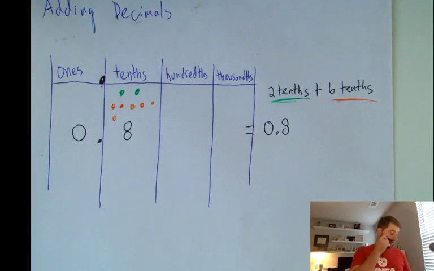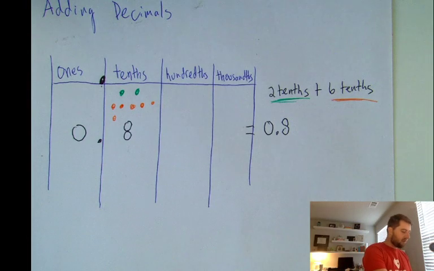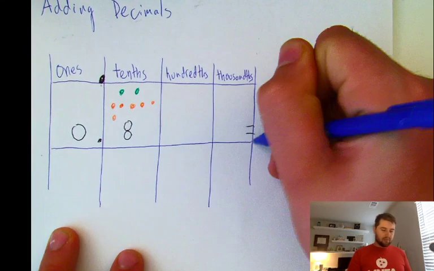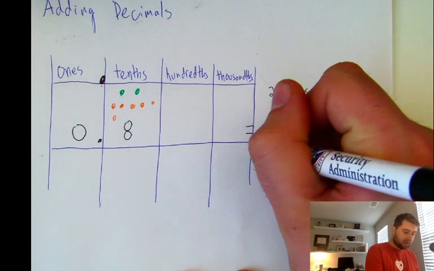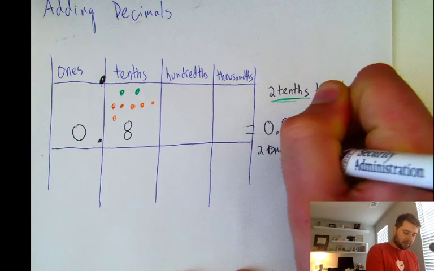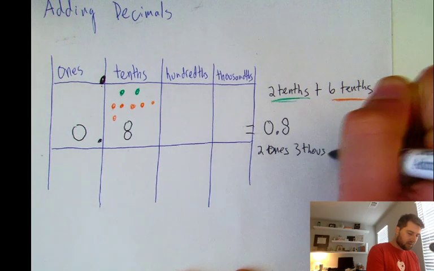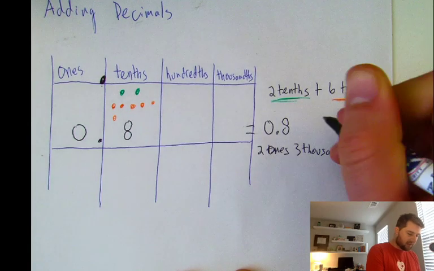All right. So we got our first problem now. We've added 2 tenths plus 6 tenths. We're staying in the tenths column. Now we're going to move on to our second problem. Our second problem is 2 ones, 3 thousandths, plus 6 ones and 1 thousandth.